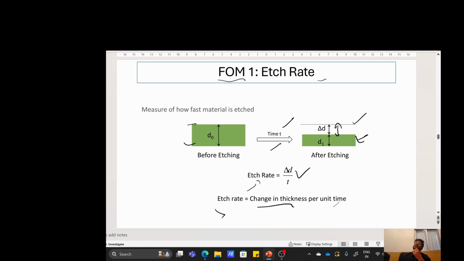That is required because you need to know how much of this exposed area you want to etch. How much material you want to remove, for that time only you will keep that substrate in the solution. Okay, that is the thing.